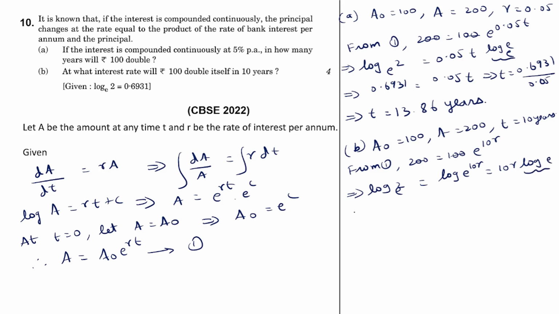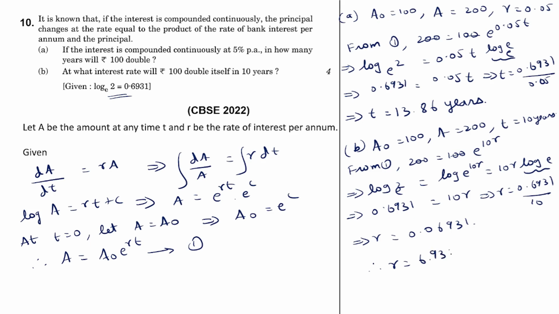Now this log e is 1 and log 2 to the base e, the value is given here, it is 0.6931. This is equal to 10R, or R is equal to 0.6931 divided by 10. It is 0.06931. Usually R is represented in percentage. Therefore, R is equal to 6.931%. So when the rate of interest is 6.931%, rupees 100 will double itself in 10 years. So these are the answers. This question also carries 4 marks.